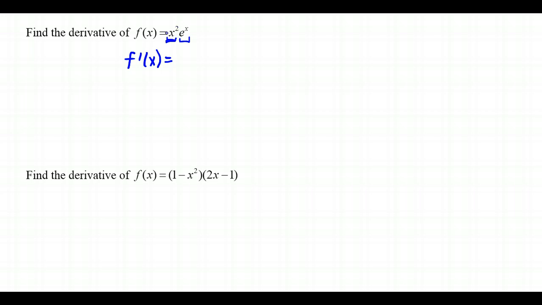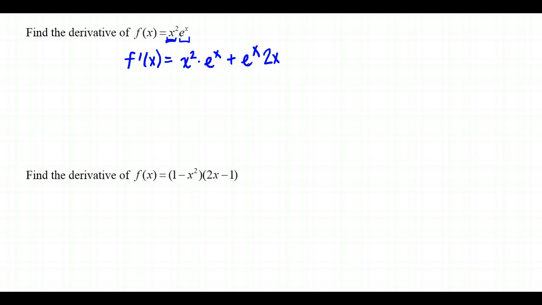So the product rule says the first function, x squared, left alone, we just repeat it, x squared times the derivative of the second function. So the derivative of e to the x is e to the x, plus the second function, e to the x, times the derivative of the first function. So the derivative of x squared, we apply the power rule to get 2x. So this is the derivative of this product of two functions. But it's not simplified all the way.